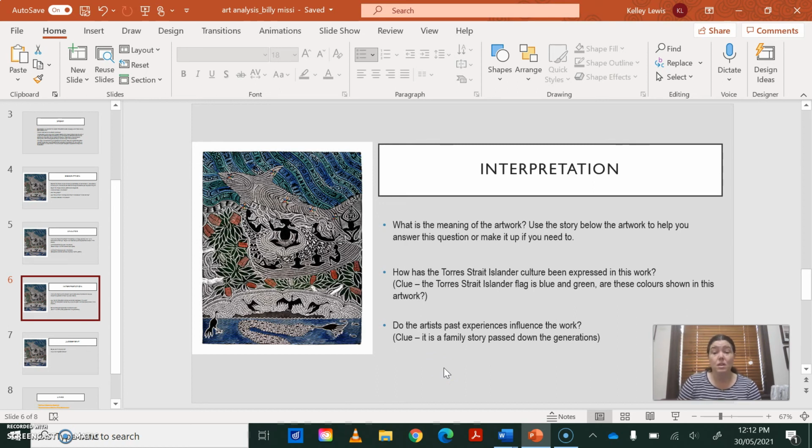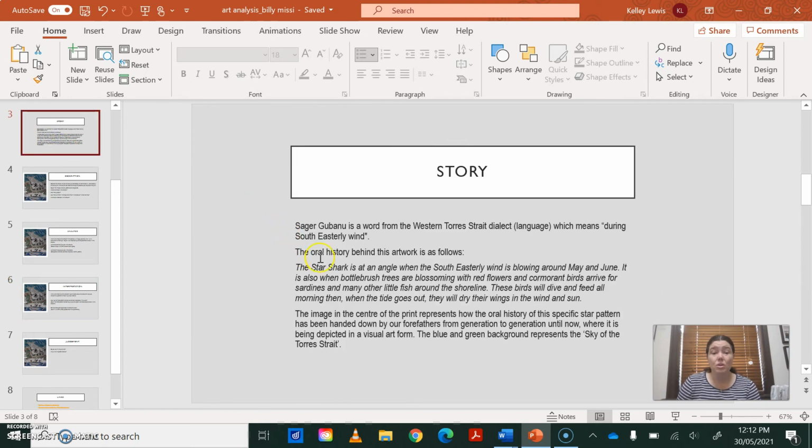Well, of course it does. It's a family story that's been passed down in generations, and we can see here it's an oral history. Nothing was written down. It's all about the story, the oral story where they talk and they create artwork.